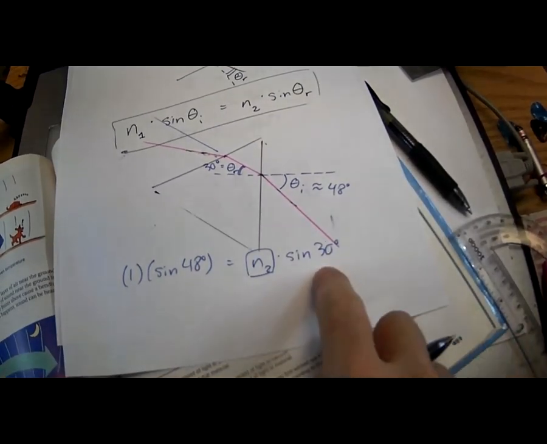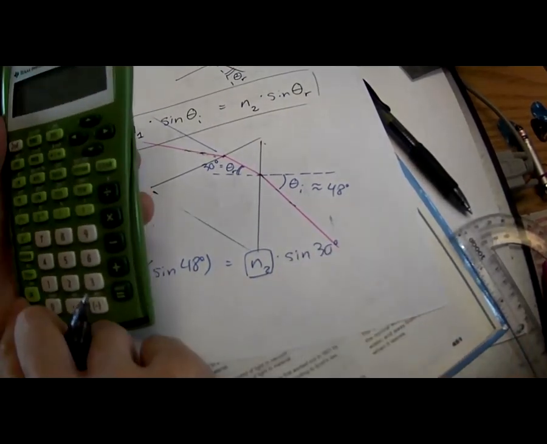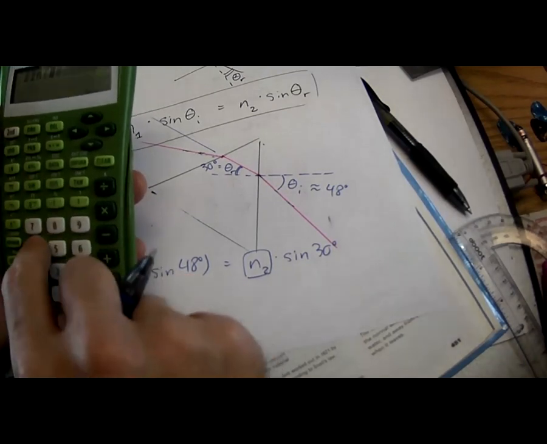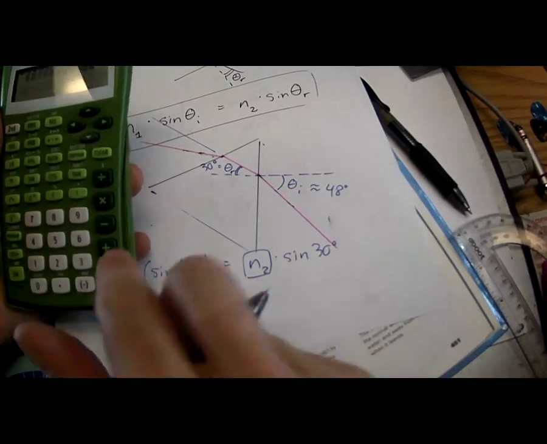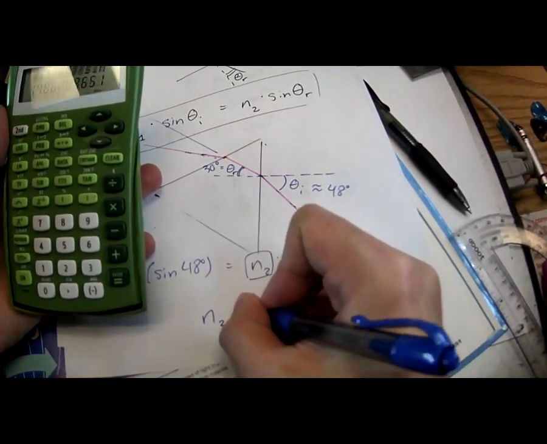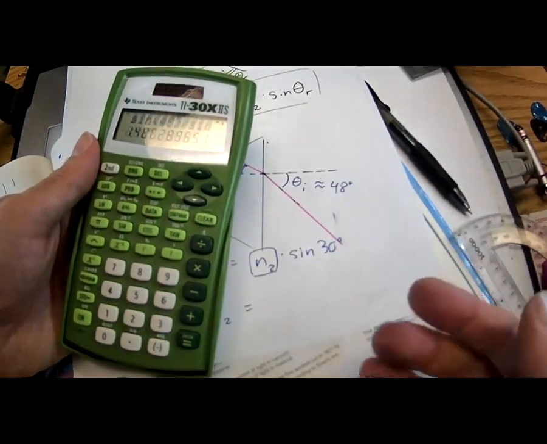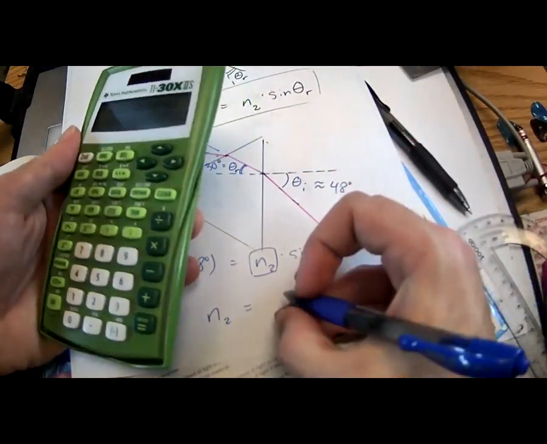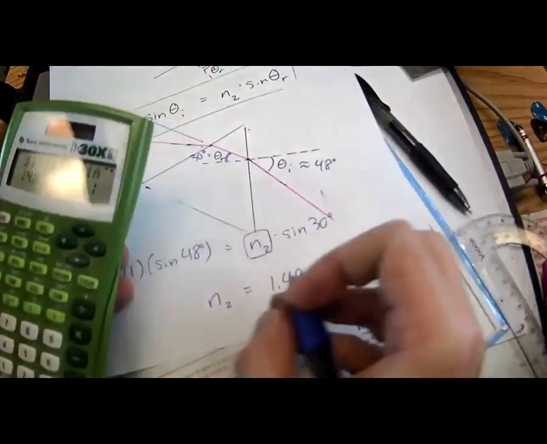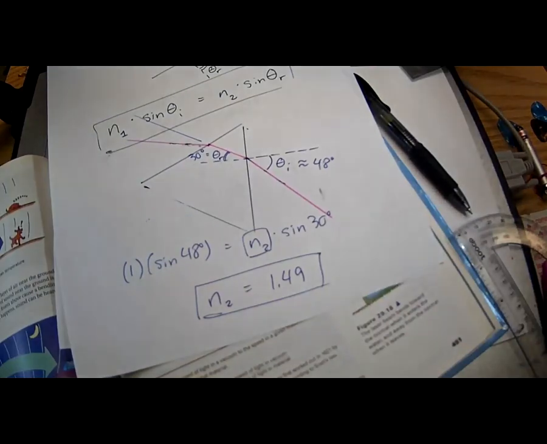Okay. I can divide down sine of 30 degrees. So what is sine 48 over sine 30? And get index of refraction of that glass is 1.486. Remember I said it was about 1.4, 1.5? What do you do? 1.49. There you go. Index of refraction.